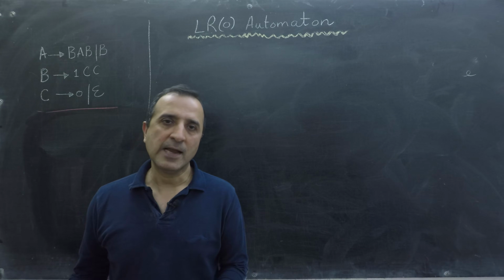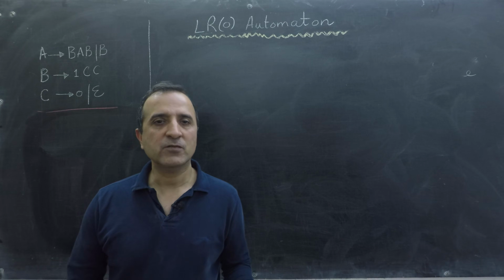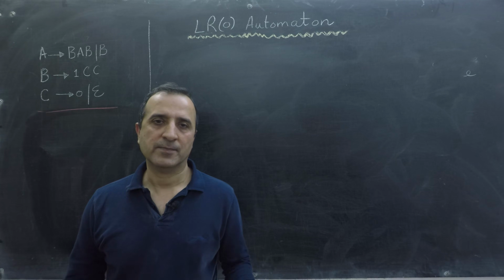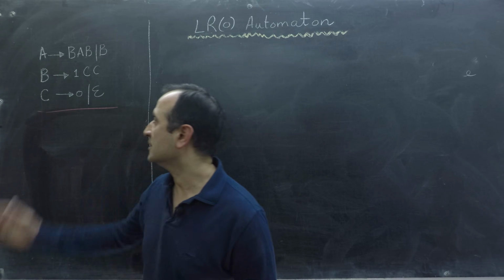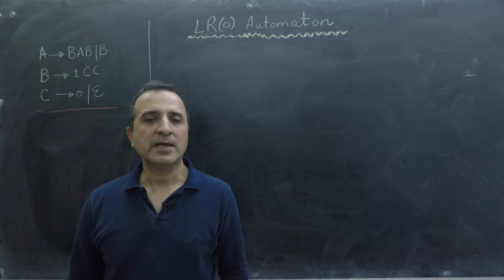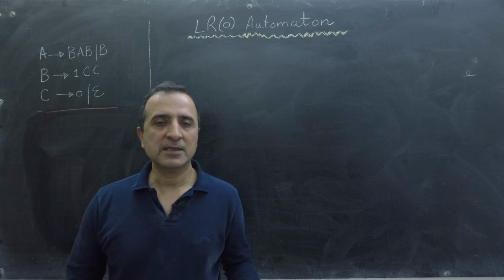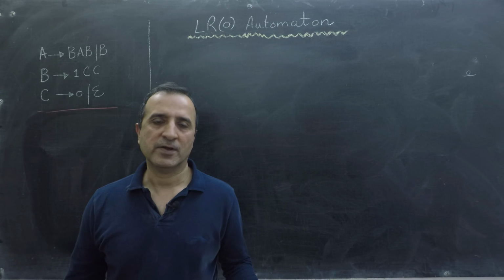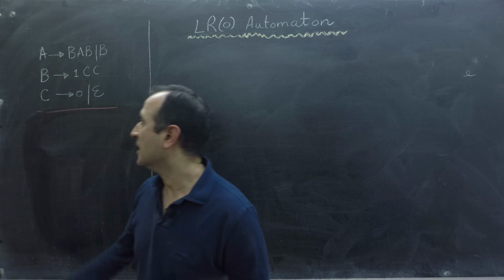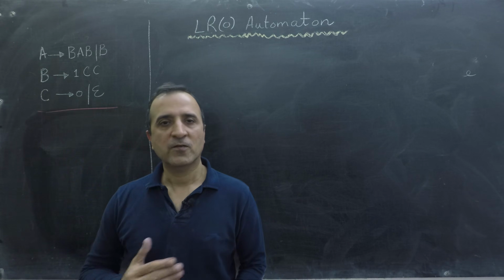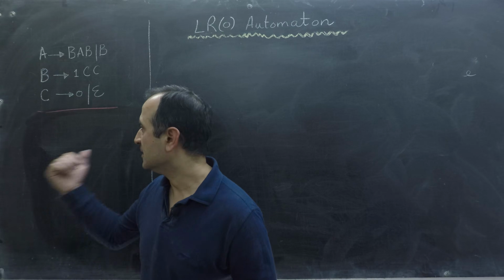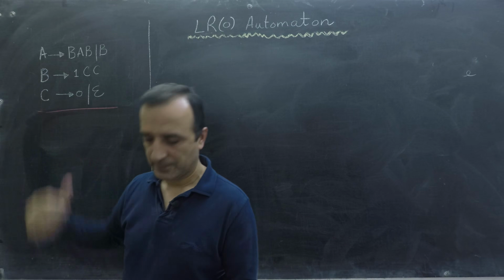In this video, we will learn how to create an LR0 automaton with an example. We can create an LR0 NFA and an LR0 DFA. In this video, we will be creating the DFA. So this is my example grammar. The first step is that we augment this context-free grammar.